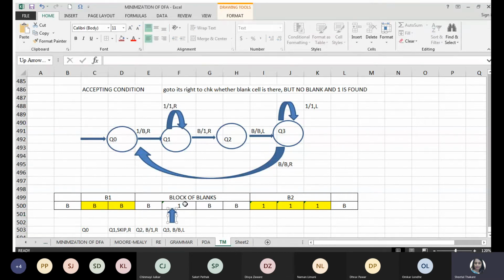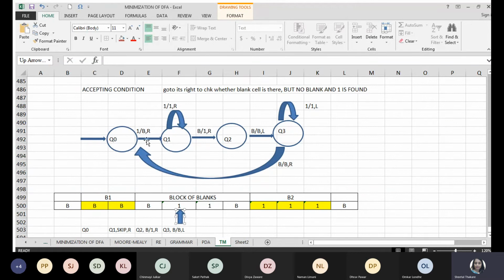In Q1, when you encounter 1, let it be 1, stay in Q1 and move to R. In Q1, when you encounter B, replace it with 1 and move to R. You are in Q2. In Q2, when you encounter B, let it be B and move to its left. You are in Q3. In Q3, when you encounter 1, keep moving to the left until B is found. As soon as B is found, let it be B and move to its R.